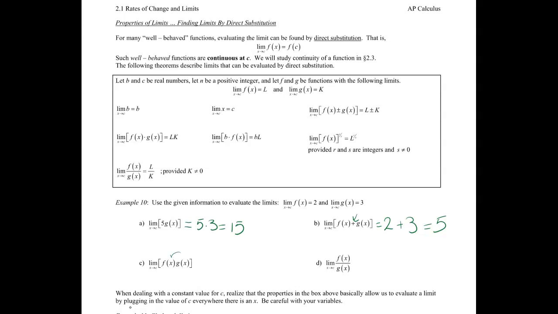Alright, then we've got f of x times g of x written right next to each other. So f of x is, again, 2. And this should be times g of x, which is 3. So all in all, we should get 6. Good deal. Next one, f of x divided by g of x. F of x should be 2 divided by g of x, which should be 3. So all in all, we get 2/3. It's not the worst thing in the world.